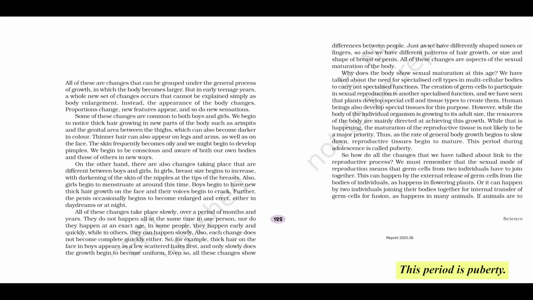This period is puberty. These physical changes also act as outward signals of sexual maturity, important for mating in many species. Specialized organs like an erect penis or mature breasts are adaptations for germ cell transfer and nurturing offspring.